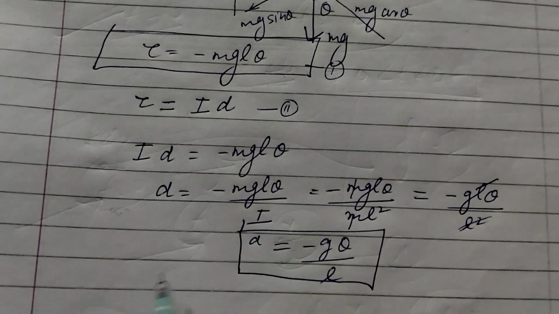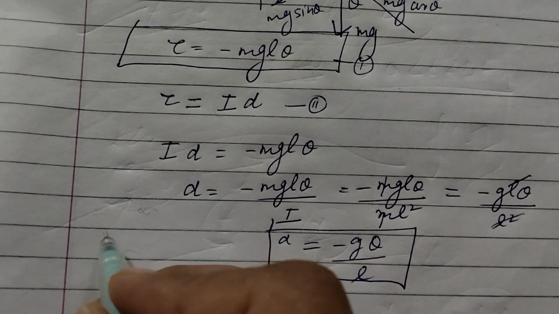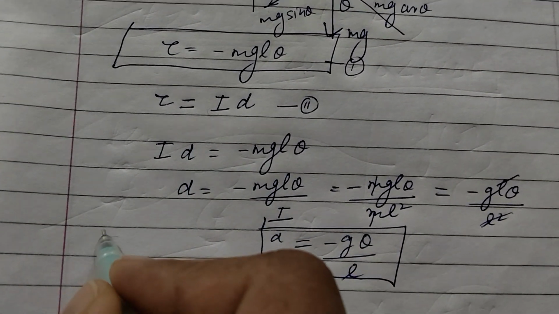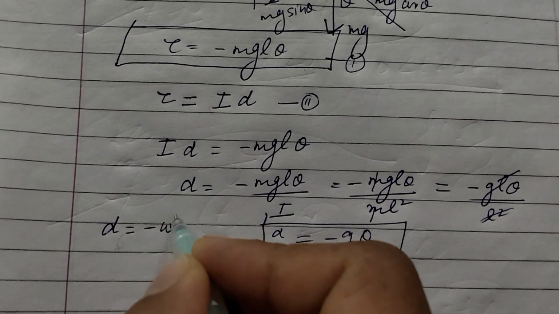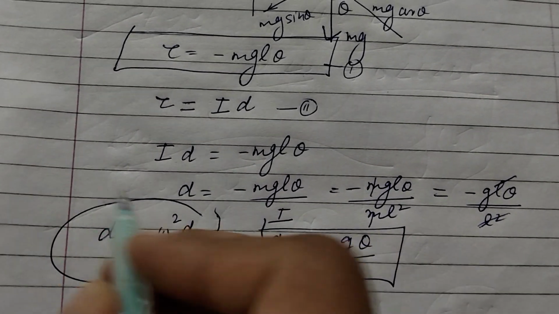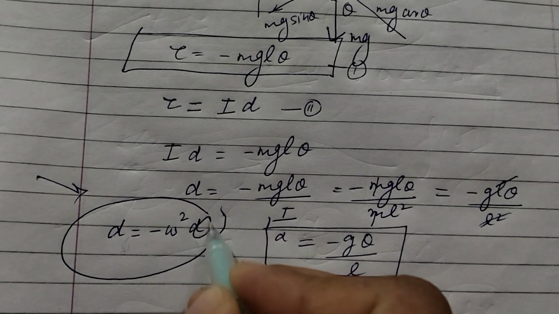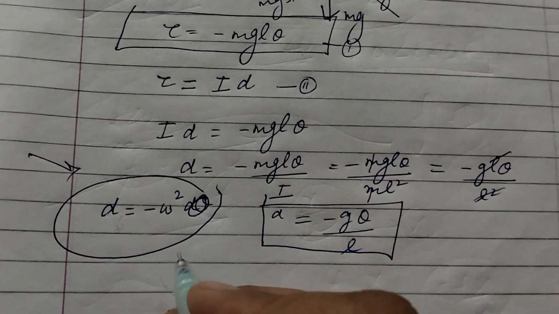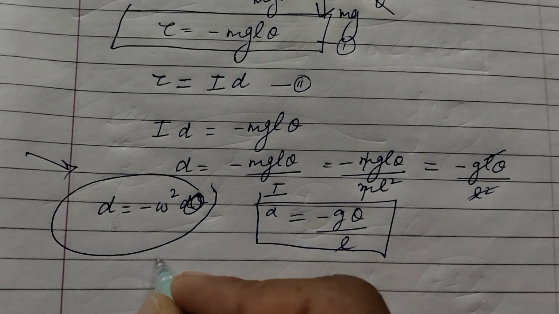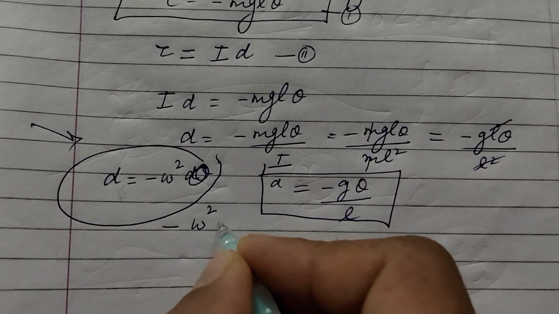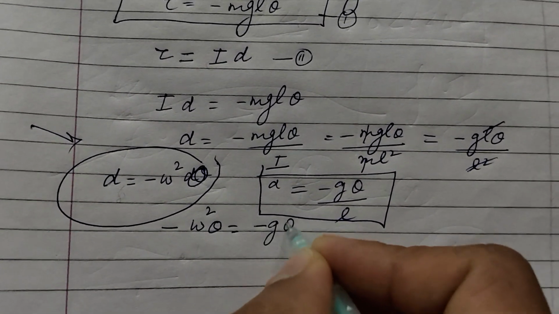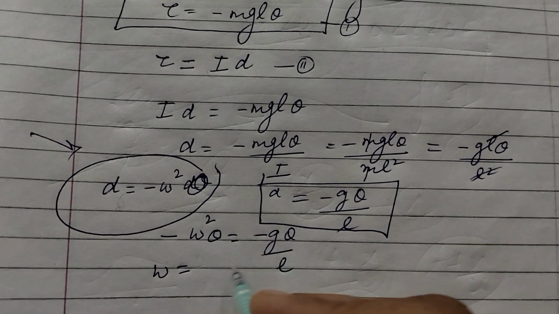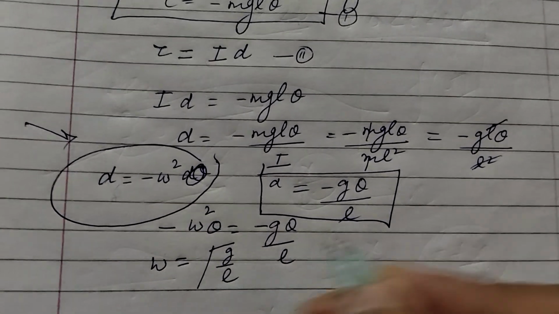Then we simply compare this alpha with the alpha of SHM, the equation of acceleration for SHM, which is alpha equal to minus omega square theta. Sorry, this is alpha equals minus omega square theta. Then we can equate these two equations and get our omega. Equating, minus omega square theta is equal to minus g theta by L. From here we simply get omega equal to root g by L.